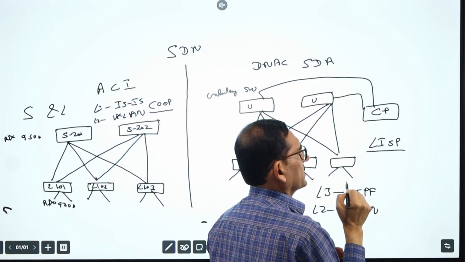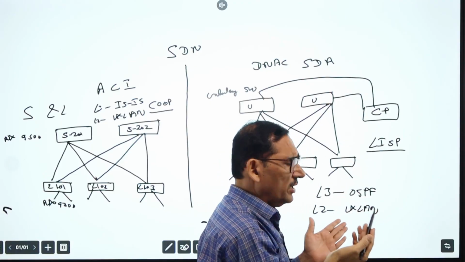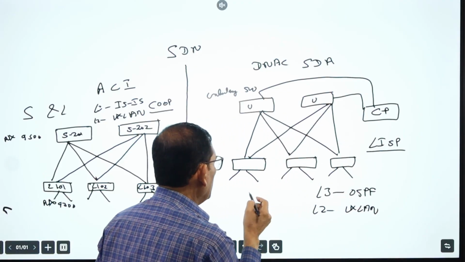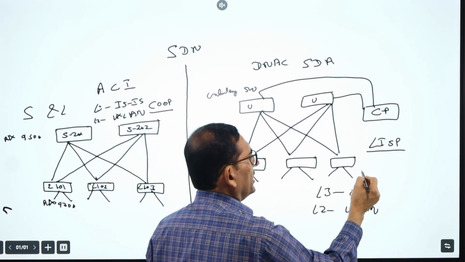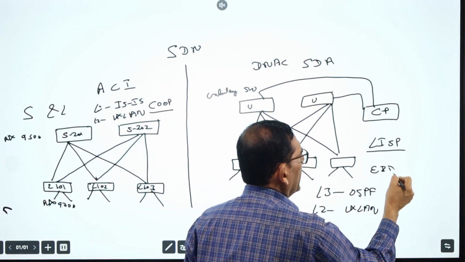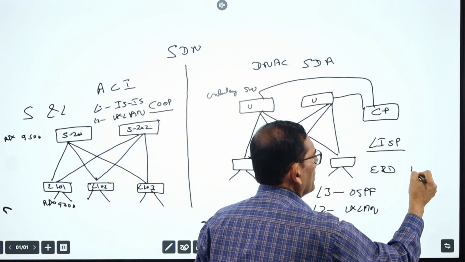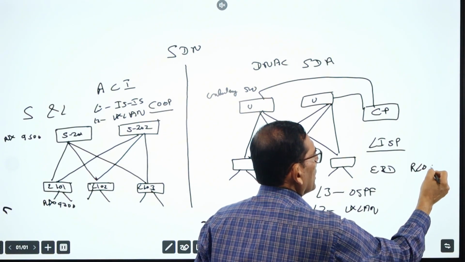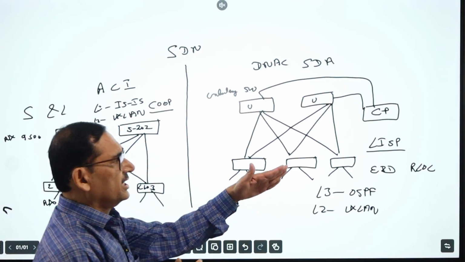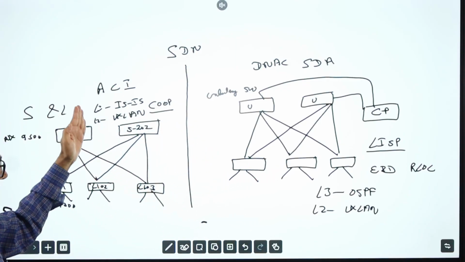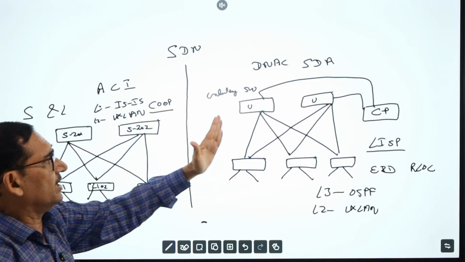That is called LISP, and I think you are aware of this particular part. So here in the LISP protocol, we have the endpoint identifier, and then we have the router locator. This part is here. In ACI, this is the fixed design. Here we have the flexibility.